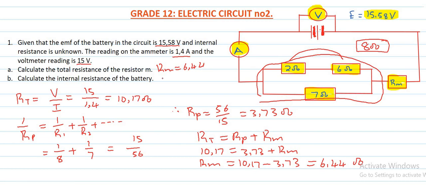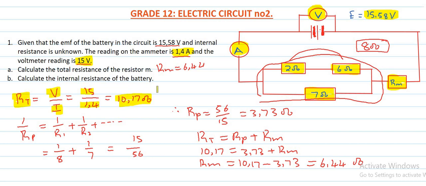Okay, let's just do a recap on the first question. They said calculate the total resistance of the resistor Rm. Because we are given the total current, which is the reading on the ammeter, and the reading on the voltmeter, which is the total voltage, 15 volts, we can start by calculating the total resistance, which is the total voltage over the total current. Substituting 15 over 1.4, we got 10.17 ohms.